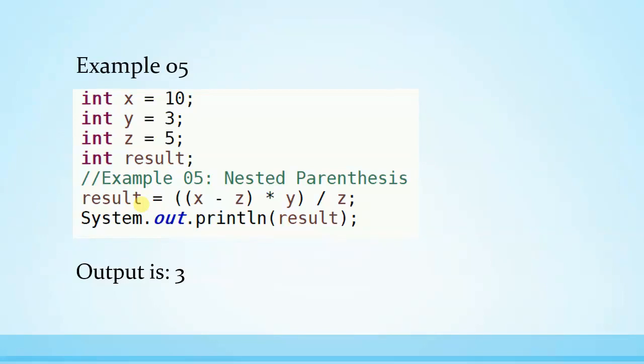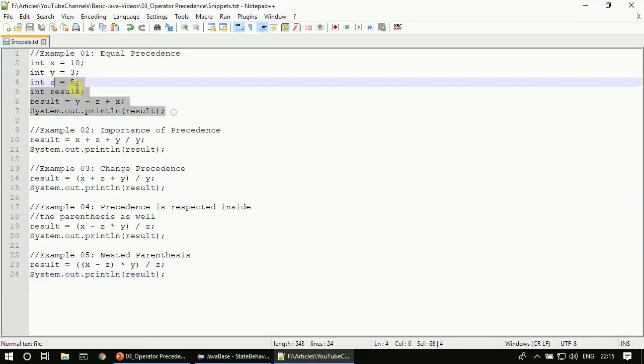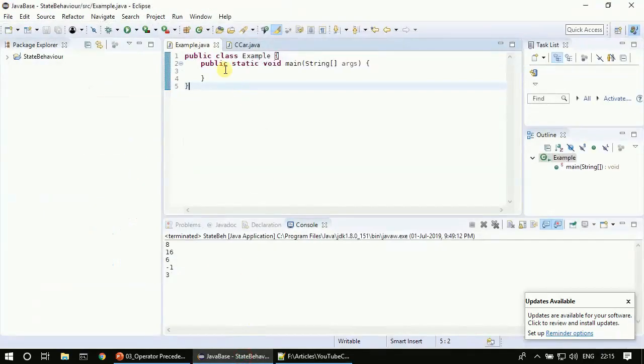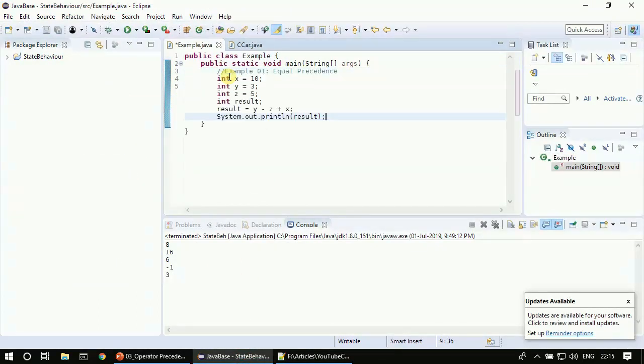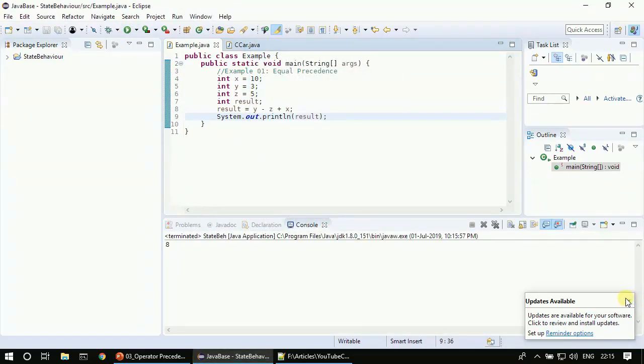Let us see some examples. Whatever I explained, I kept here in Notepad. Let us first place this in Java and we will see what it executes. So now I'm executing it. If you see, the result is 8.